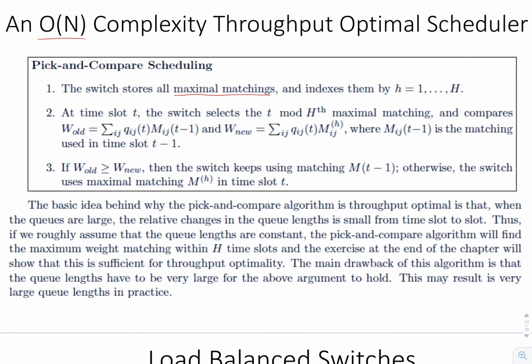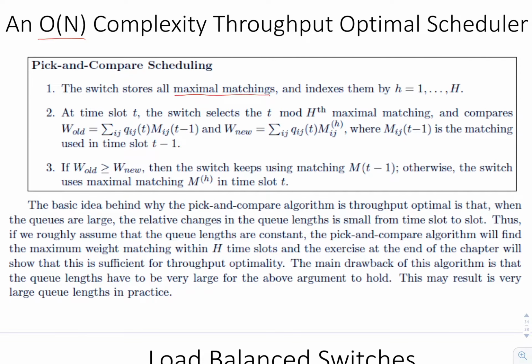Okay, and there is an exercise in the book showing that this is sufficient for throughput optimality. The main drawback is that as we expect queue lengths to be very large for this throughput optimal performance, this obviously comes with large queue lengths in practice, which corresponds to large delay.